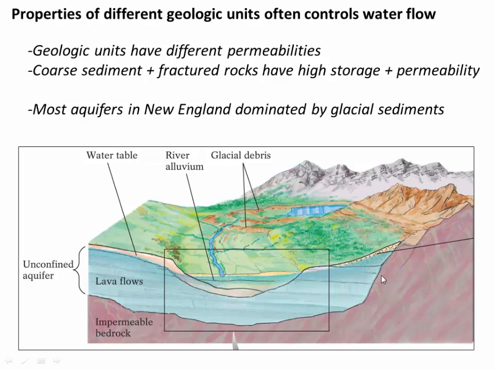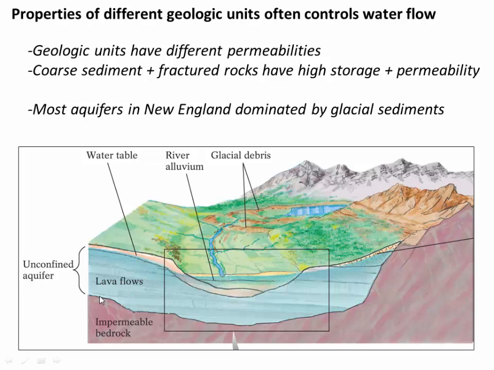So just looking at this cutaway, for example, we might have some very permeable units in the near surface, things like glacial deposits or river deposits, basically loose sediment that's not even rock. A lot of those glacial and river deposits tend to be incredibly permeable. Likewise, things like lava flows often have a lot of fractures and are very, very permeable.